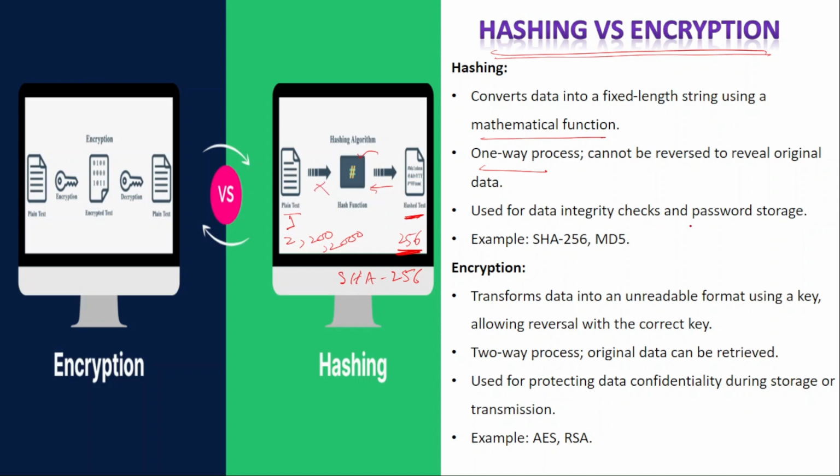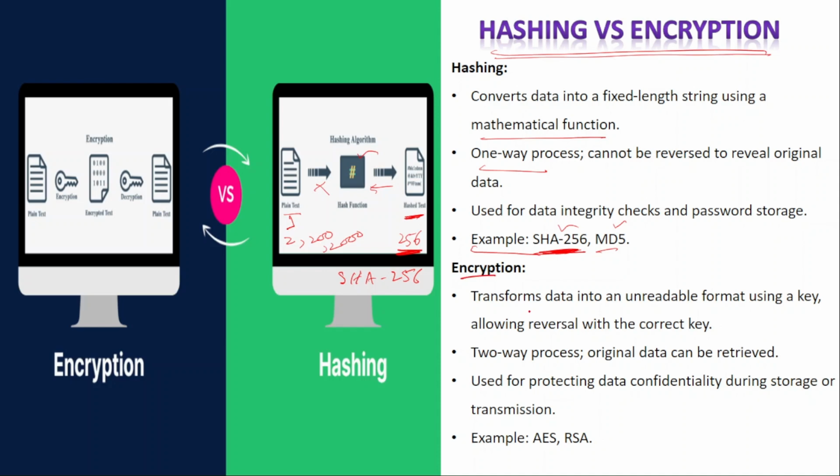Used for data integrity checks and password storage. When you enter a password into any system, these passwords are basically stored as hashes. And it is also used for data integrity. How does this data integrity work? We will explore it in a while. Examples of hashing algorithms are SHA-256 and MD5. MD5 is old and it is vulnerable to collision attacks, and SHA-256 is used mostly nowadays.